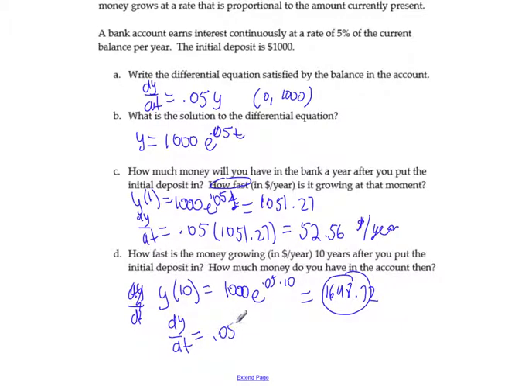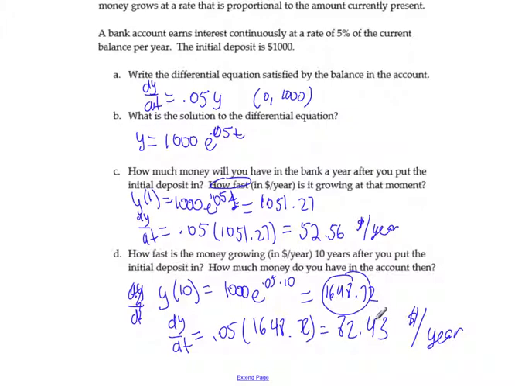And then this is the number that I can then plug into dy/dt, which equals 0.05 of 1648.72, which gives you 82.43 dollars per year, right? So you see that in 10 years, lots of money has passed. Now you have more money in your account, so it's going to be growing faster. Instead of $52 per year as we had before, now it's growing at $82 per year.